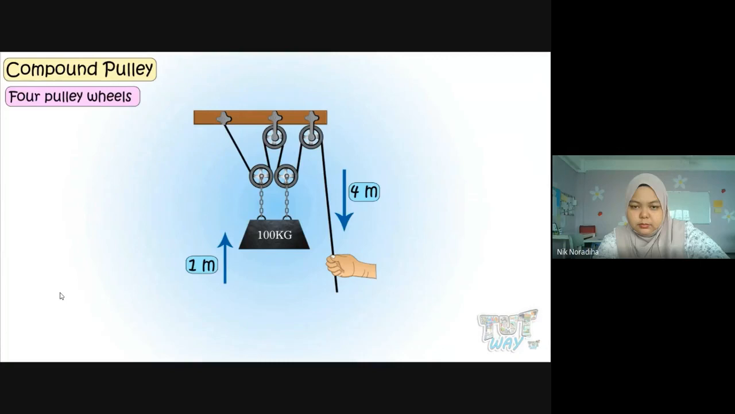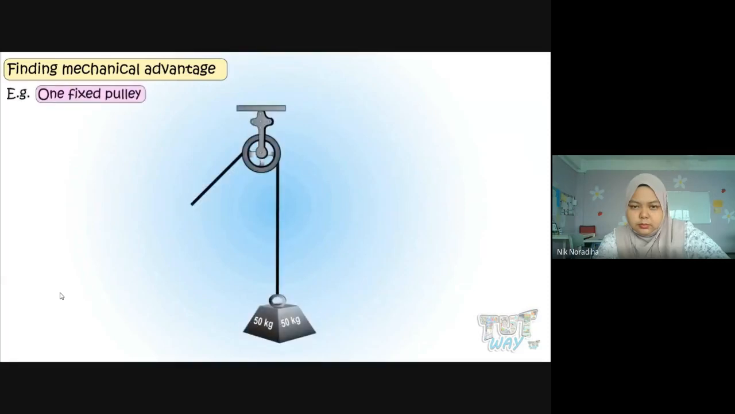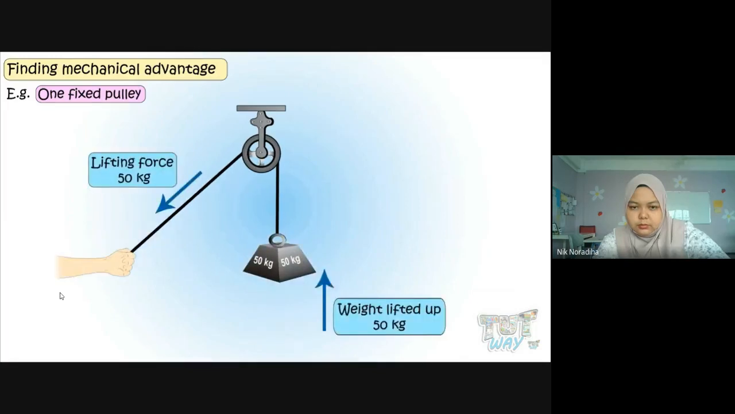Now let's see some examples of finding mechanical advantage. Here we have one fixed pulley. That is, where the pulley does not move at all and is fixed. And the weight is attached to one end of the rope. And the other end is free to be pulled by any person. For pulling or lifting a 50 kg weight, a force of 50 kg is required. So no mechanical advantage is there.